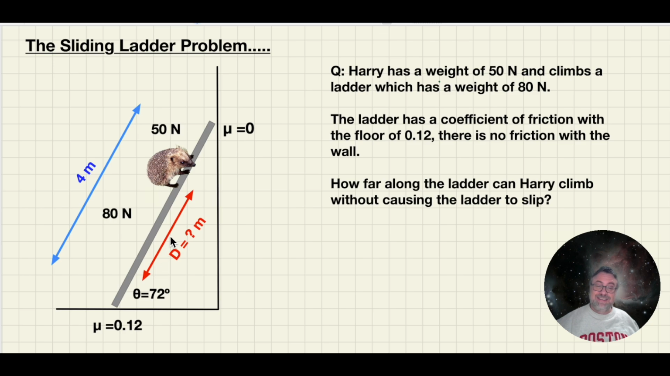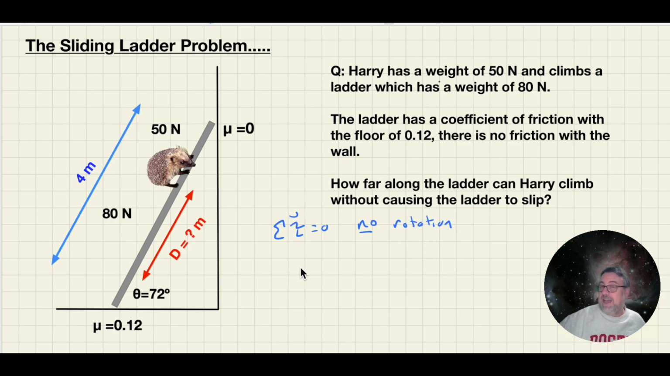That is, what is this distance d that once Harry gets to that point along the ladder, the weight will cause enough torque to get the ladder to slide? So this is a statics problem. That is, in order to keep this ladder stationary, I want to make sure that the sum of the torques is equal to 0. That is, I want no rotation.